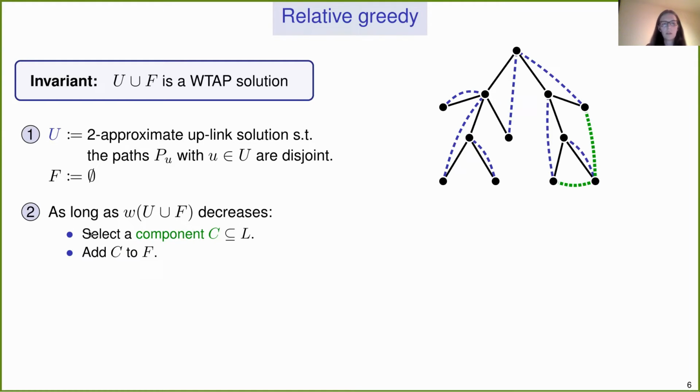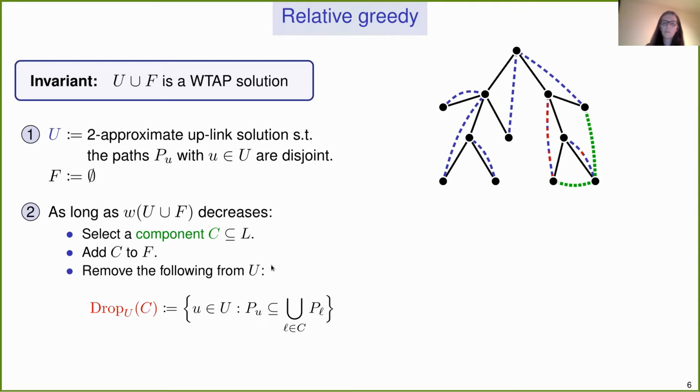So what we do, as long as the weight of our solution decreases, so as long as we make progress, is we first select a component C. Think of a component just as some subset of the links, for example those two green links here in the picture. And then we add this component to our solution. This component can contain arbitrary links, not necessarily uplinks, and thus we add C to the set F. Now, if we add our component, some other links, like these two red links here in the picture, become redundant, and so now we would like to remove those links.